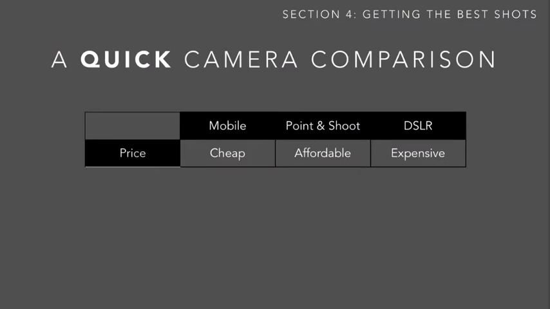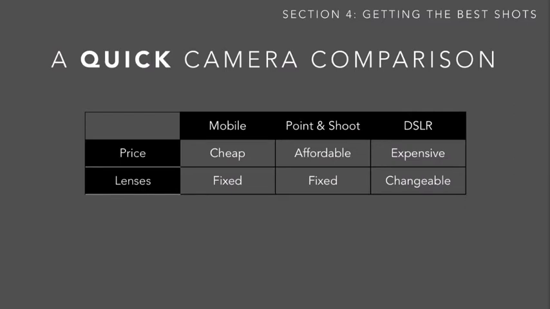Point-and-shoot cameras, as I mentioned, are maybe $100 to $400 on the upper end. They're fairly affordable. DSLRs start at about $600 and go up to crazy amounts of money for really high quality cameras, and then the lenses themselves can be upwards of $1,000 if you want a different lens.